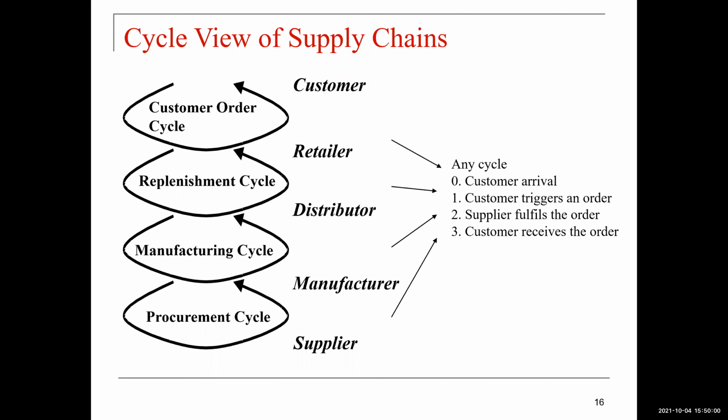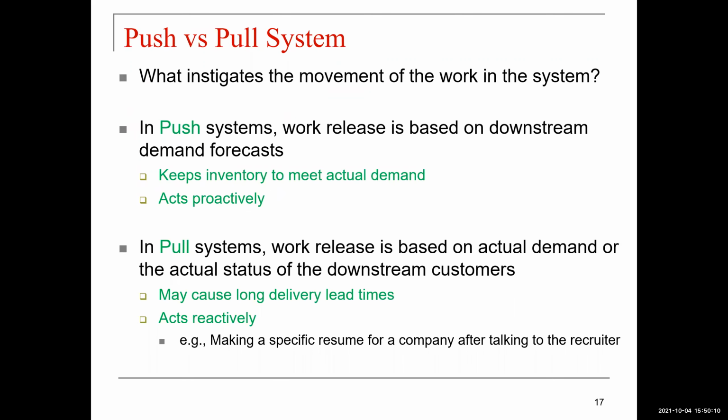So in any cycle, at the top we have the customer arrival, the customer triggers an order, suppliers fulfill the order, and then the customer receives the order. Going back to our discussion last week, we talked about push and just-in-time manufacturing systems. So pull versus push. What instigates the movement of the work in the system? In a push system, work release is based on downstream demand forecast. So we keep inventory to meet the actual demand, and we act proactively.